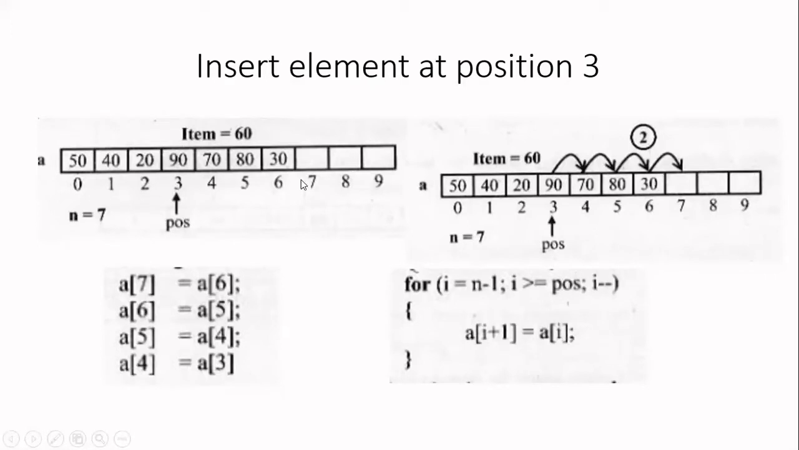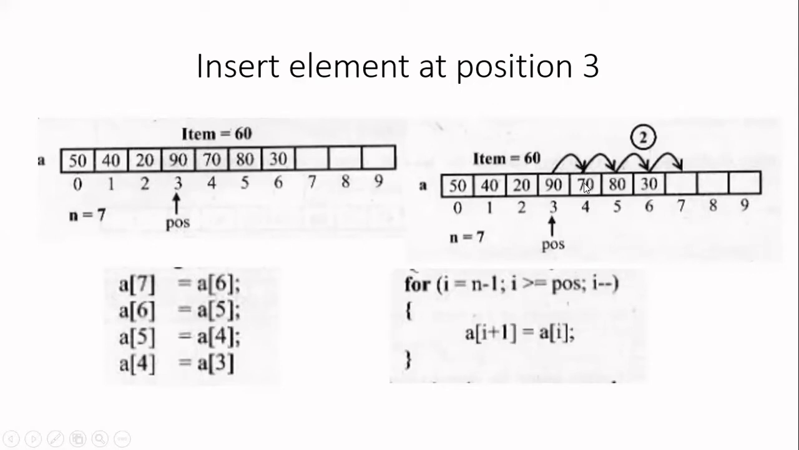So here, my array is having elements like this. Try to follow the cursor movement. Can I insert an element at position 3? That is the index 3. Yes, you can insert. When you insert, what will happen to this 90 which is available at 3? That 90 which is available at 3 should be moved to the index 4.